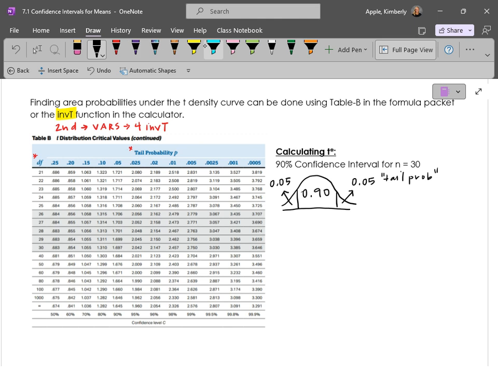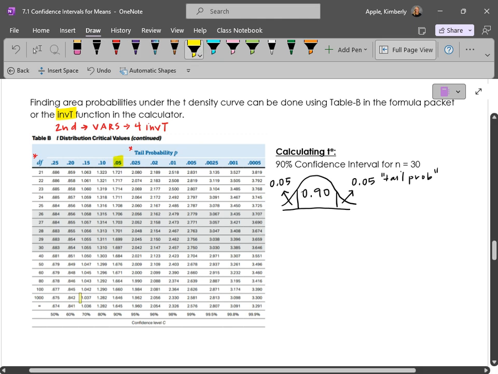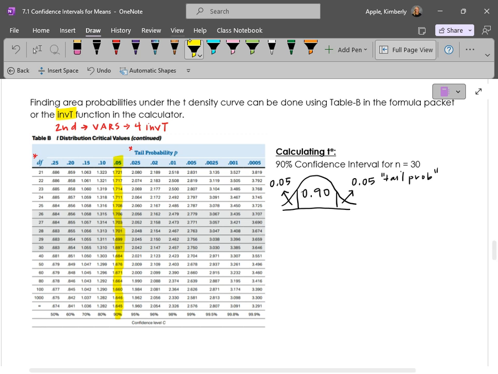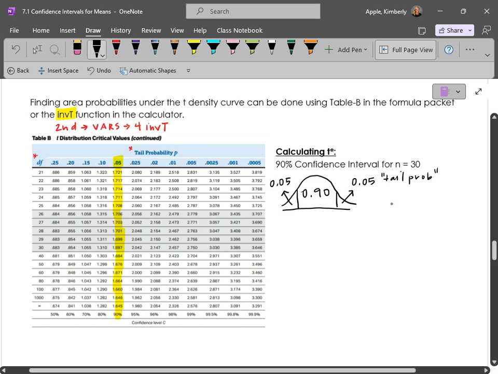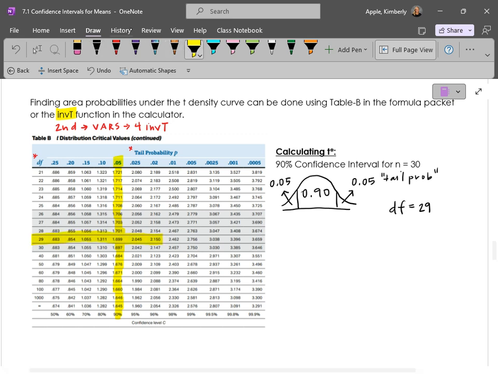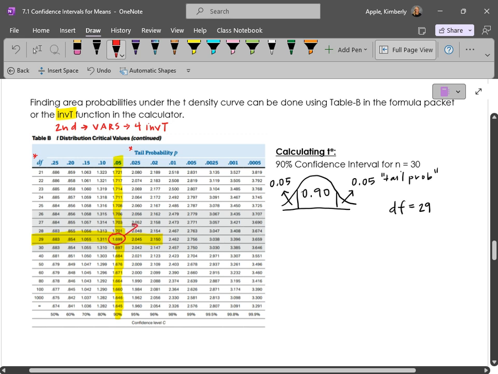Okay. So I'm going to go over and find that tail probability here. You see it? Okay, so I'm going to use this column. Then I'm going to go over to the left-hand side and find the matching degrees of freedom. So if n is 30, the degrees of freedom would be what? 29. So I'm going to go find 29 over here. And wherever that intersects is the appropriate T star for this particular situation. So using the table, T star equals 1.699.